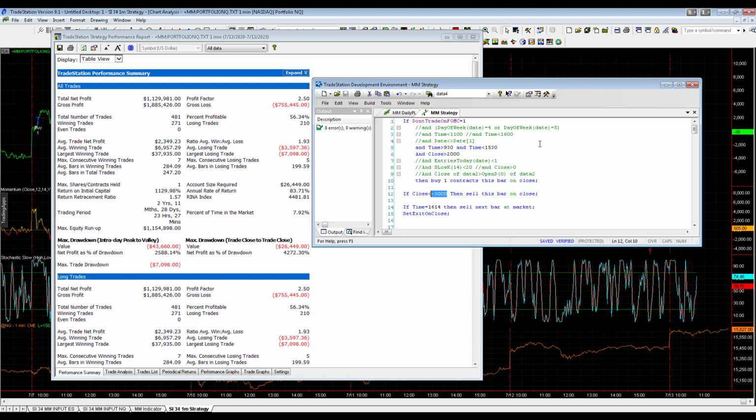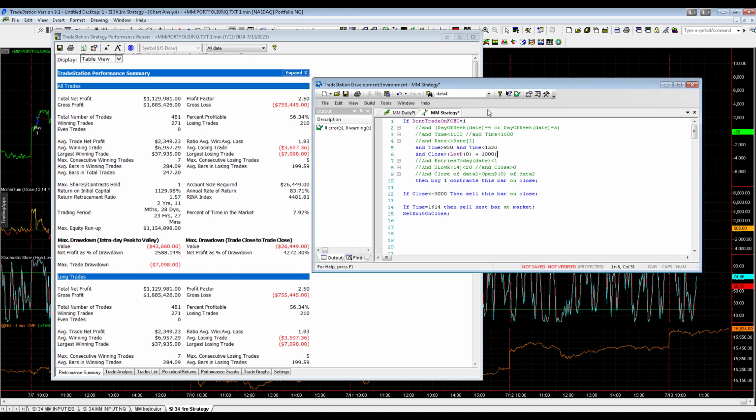One of the things that I've found, let me see if I can remember here, was to, instead of buying if the close is greater than 2,000, here's a neat way to think about it: and the close is greater than the low of the day. You can still use the low of the day even though these are closing values, plus 2,000. So I've tested the close is greater than the low of the day plus 1,000.